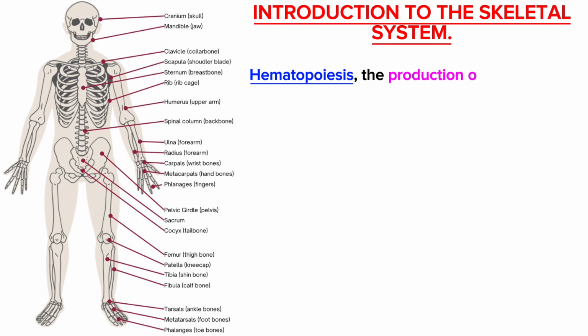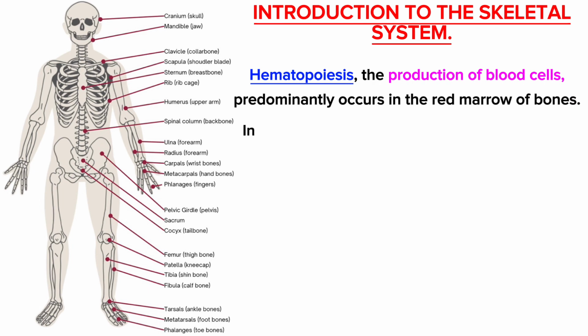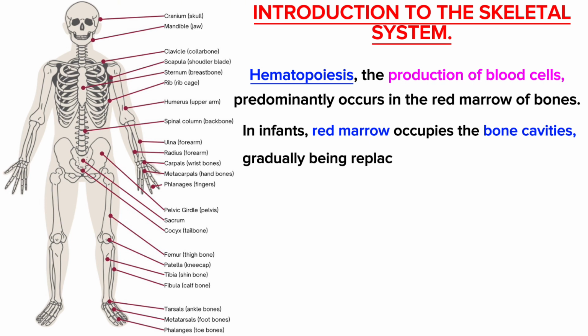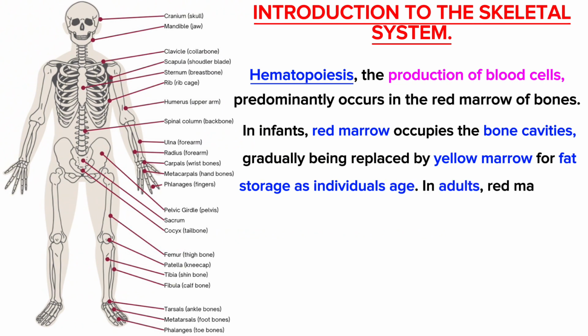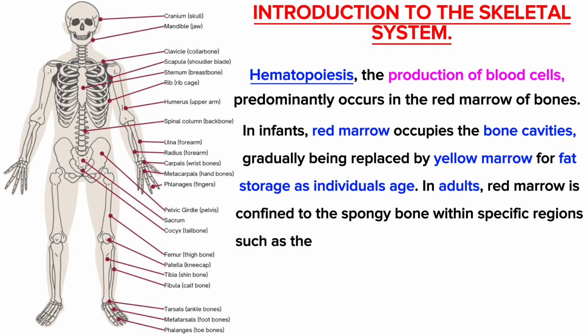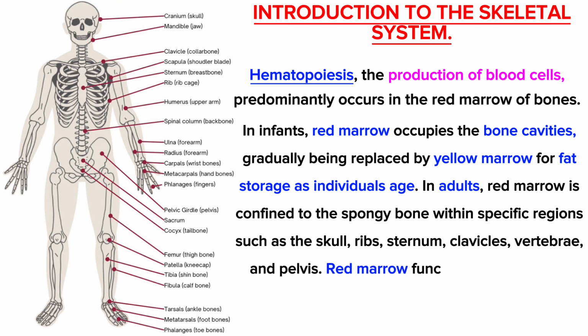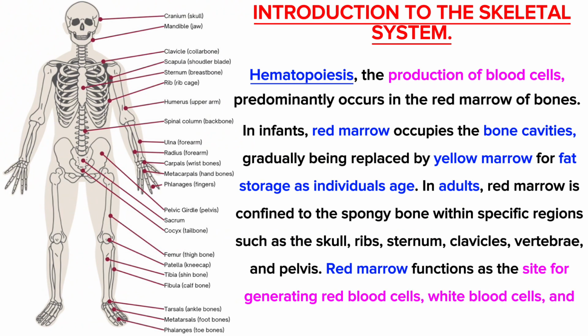Hematopoiesis, the production of blood cells, predominantly occurs in the red marrow of bones. In infants, red marrow occupies the bone cavities, gradually being replaced by yellow marrow for fat storage as individuals age. In adults, red marrow is confined to the spongy bone within specific regions such as the skull, ribs, sternum, clavicles, vertebrae, and pelvis. Red marrow functions as the site for generating red blood cells, white blood cells, and blood platelets. I think that was so sweet and straight to the point.